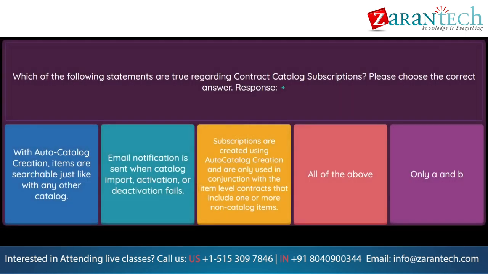Question: which of the following statements are true regarding contract catalog subscriptions? Please choose the correct answer. Response: Option 1 With auto catalog creation, items are searchable just like with any other catalog. Option 2 Email notification is sent when catalog import, activation, or deactivation fails. Option 3 Subscriptions are created using auto catalog creation and are only used in conjunction with the item level contracts that include one or more non-catalog items. Option 4 All of the above. Option 5 Only A and B.